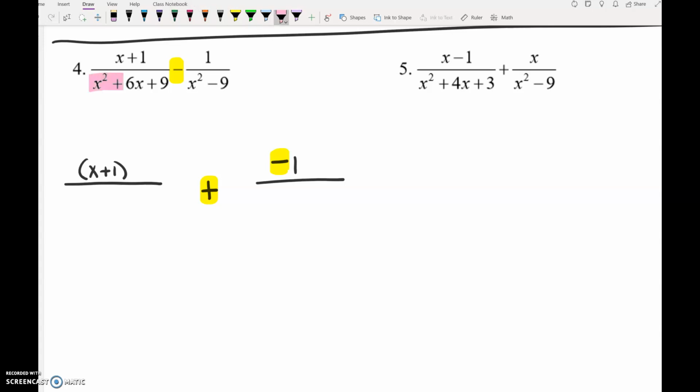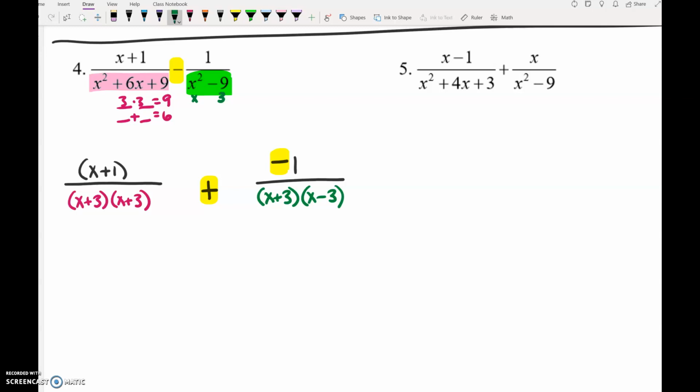Our first denominator we need to factor. We're looking for two numbers that multiply to give us 9 and add up to 6. That would be 3 and 3. So we've got x plus 3, x plus 3. Our second denominator, that's a difference of two squares. X squared is the perfect square of x. 9 is the perfect square of 3. So that factors into x plus 3, x minus 3.